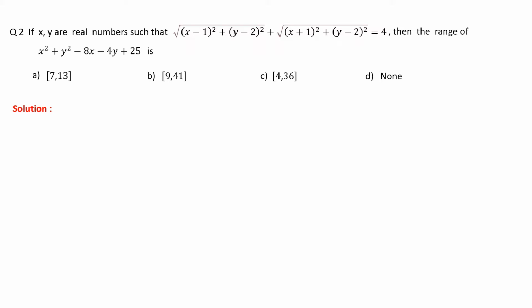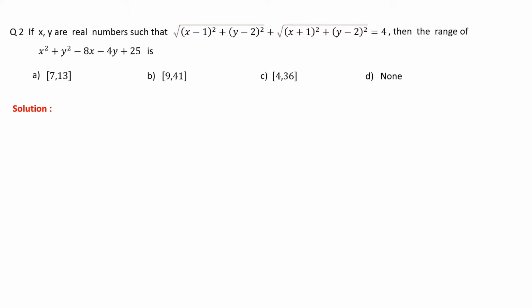Now students, this is the second problem. The question says if x, y are real numbers such that they satisfy the given equation, then we have to find the range of the expression x square plus y square minus 8x minus 4y plus 25.